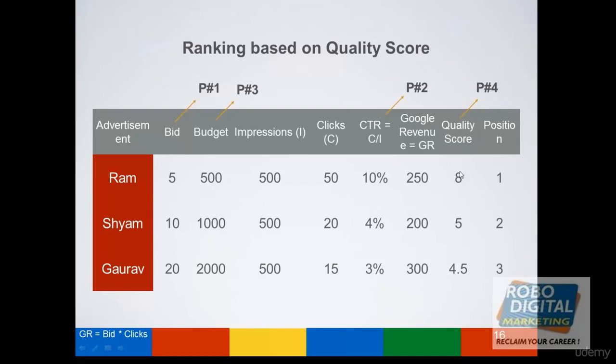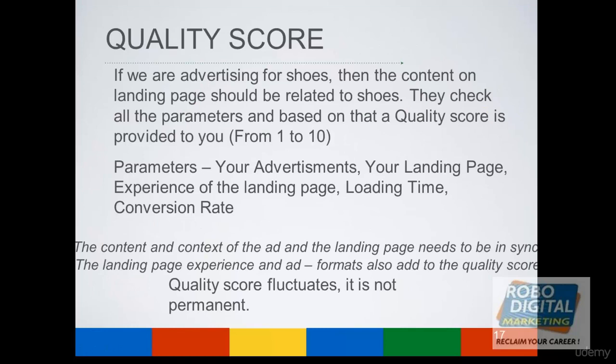The quality score should be high whenever you are making ads. Now, what is the quality score? Quality score is the score which shows how relevant your ad is to your audience. Like if somebody is searching for red shoes, you are not showing ads for t-shirts. You should show ads related to shoes only.